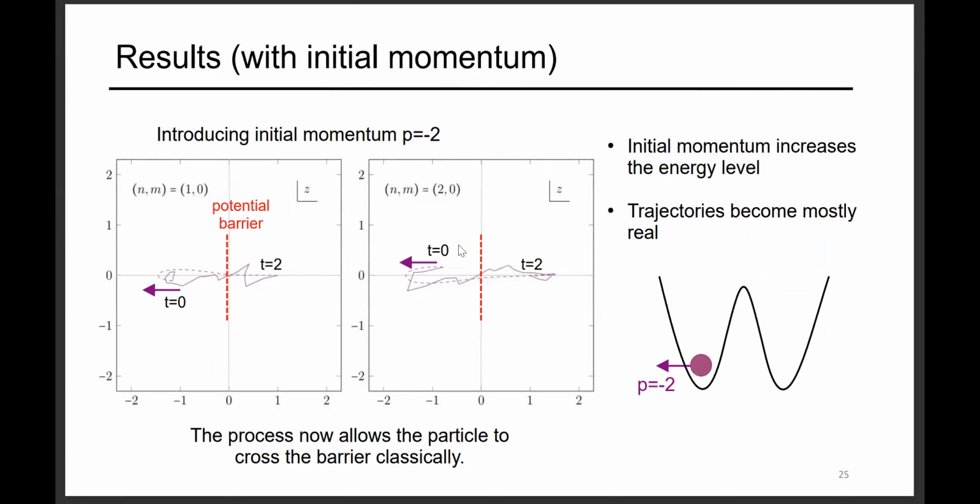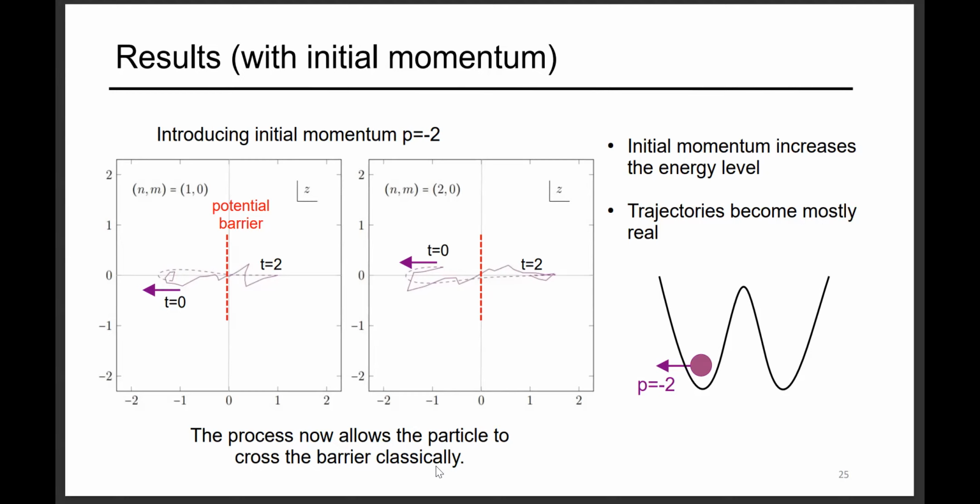Okay. So this is another setup where we introduce the initial momentum to the particle. When we introduce initial momentum p to be -2, we kick the particle to the left initially. By doing this, we also increase the energy level. And by doing that, the process now allows the particle to cross the barrier classically.